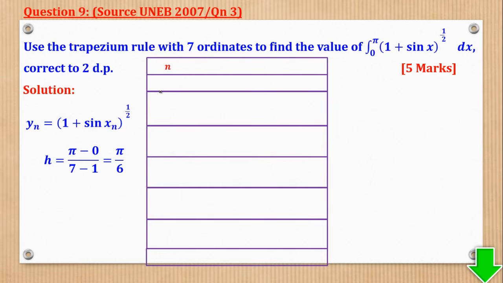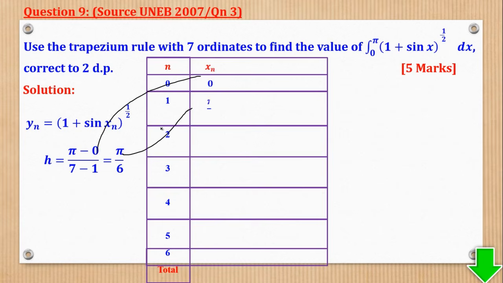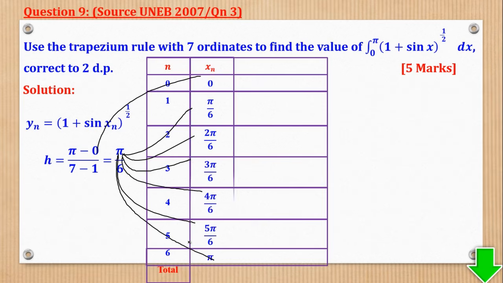We start by listing the number of ordinates. The next is to generate the values of x. So start with the lower limit, then keep on adding this to come up with this, add this to come up with that, add this to come up with that, and so on until the last value.